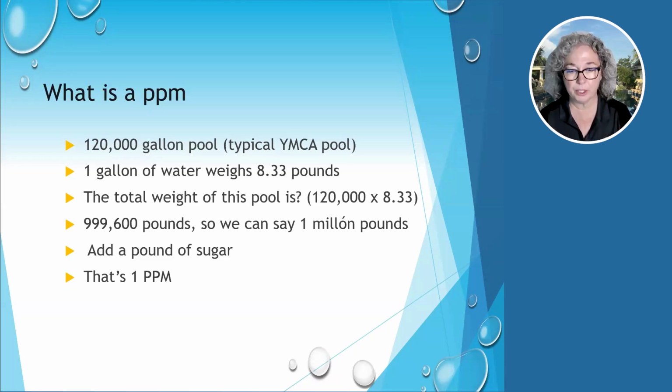We don't need 4 jugs. We don't need 10 tabs. We just need 1 pound of chlorine to raise it, for essence saying sugar, but just to give you a size estimate. So that's all you need to raise 1 part per million. That's not a lot.